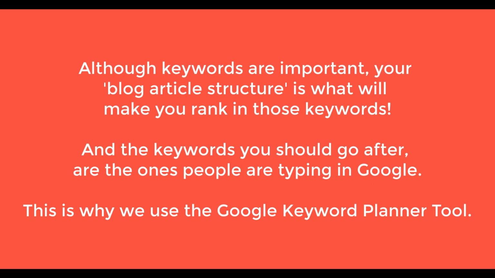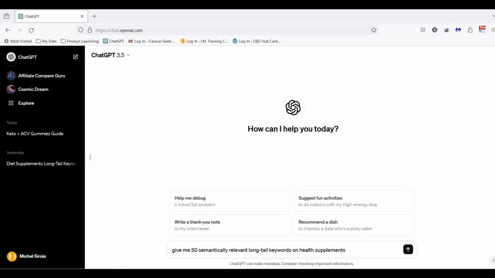So, what you want to look for are keywords that people are typing, right? So the best way to do this, first of all, is go in ChatGPT and ask ChatGPT to give you 50 semantically relevant long tail keywords on whatever niche you're working on. So I'm going to take the health supplement niche just as an example. I don't necessarily recommend that if you're a beginner to go in that niche because it's highly competitive, but for the purpose of the video, I'm going to use the health supplement niche as an example.